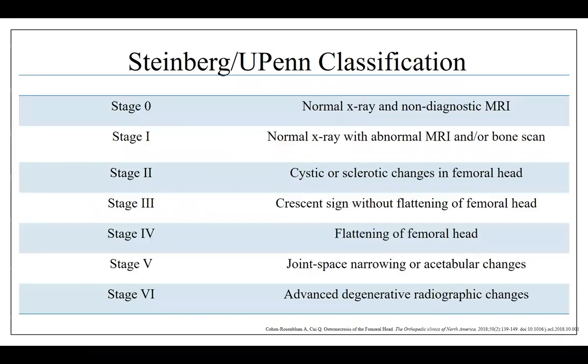There are 6 stages in this classification system. Stage 0 is again where we have normal x-rays and non-diagnostic MRIs. Stage 1 is where we have a normal x-ray, but now we have an abnormal MRI. Stage 2 is where we have femoral head changes. Stage 3 is where there's a crescent sign that is present, but there is no flattening of the femoral head. Stage 4 is where we have a flattening of the femoral head. Stage 5 is where there's joint space narrowing or acetabular changes. And stage 6 is where you have advanced degenerative radiographic changes that are now present.